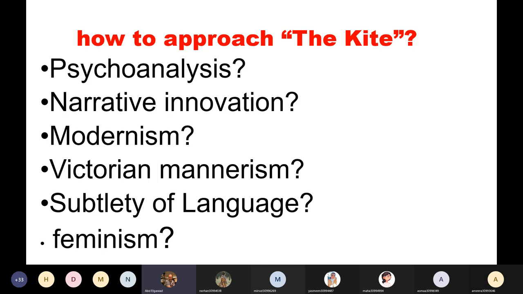In the blank space here on this slide, we could add other things, such as that he is comic. He is one of those writers who can put a smile onto your face all the time. Is he for or against feminism? This is what we're going to see or to arrive at when we read the story together, inshallah, right?